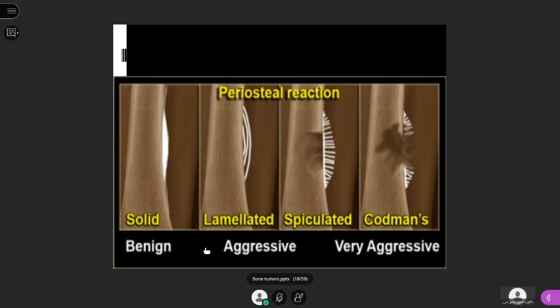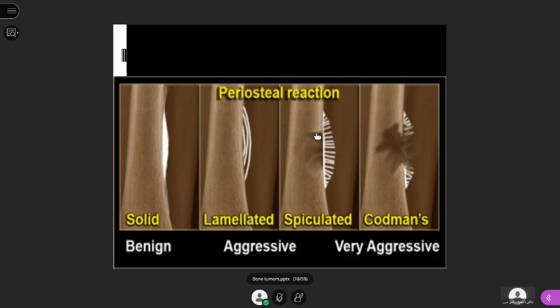So first of all, number one is benign. See, this is a solid type of periosteal reaction. Then comes the lamellated, which is also called onion peel type of periosteal reaction. If you peel an onion and then cut it, you can see that there are many layers of onion. From those layers, this periosteal reaction gets its name. So this is called onion peel type of periosteal reaction.